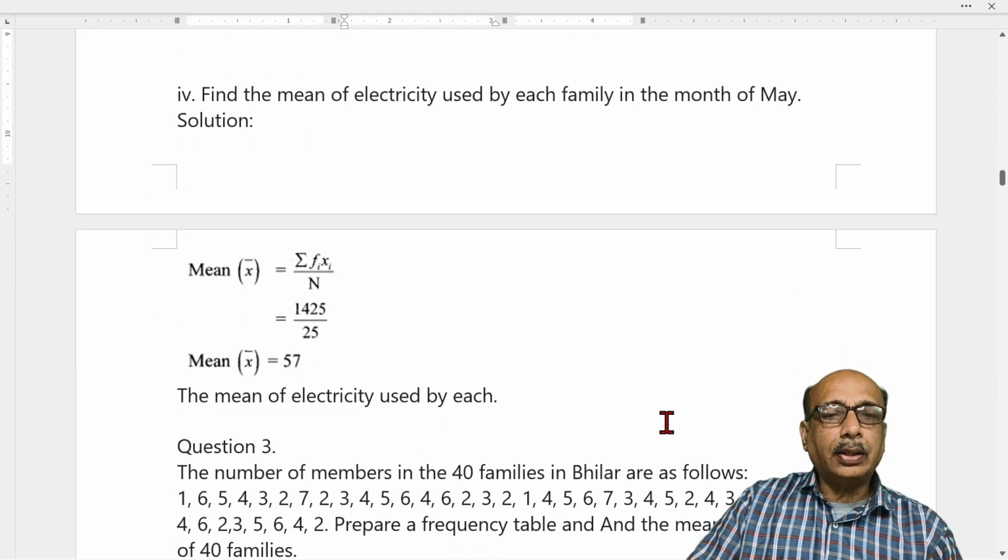Find the mean of electricity used by each family in the month of May. Here we are writing the solution. Mean X bar equals the sum of fi xi upon N equals 1425 upon 25. When you simplify this, you will get mean equals 57. The mean of electricity used by each family is 57 units.